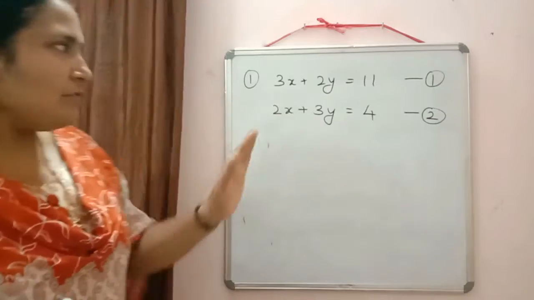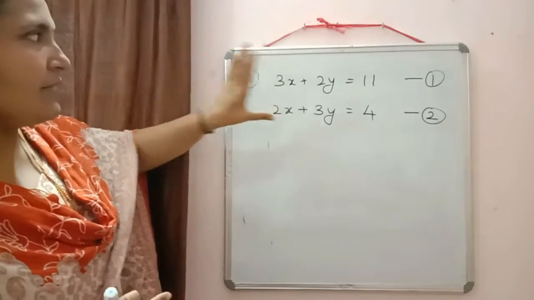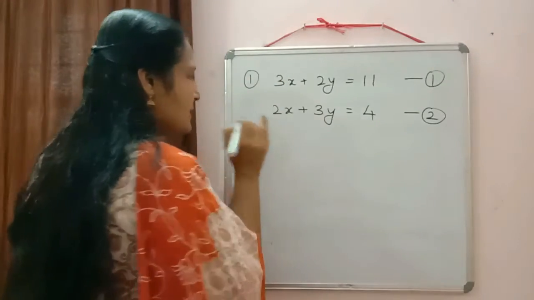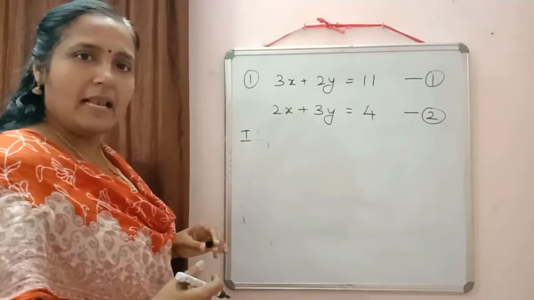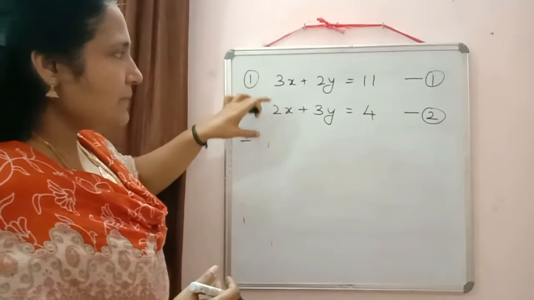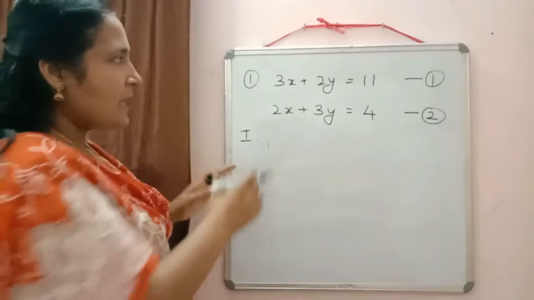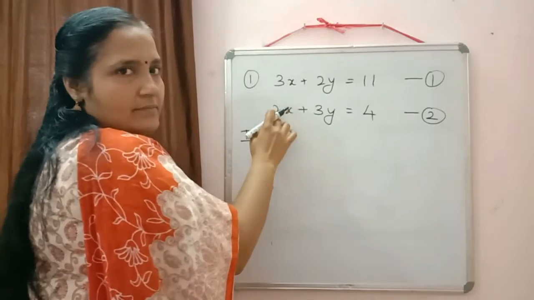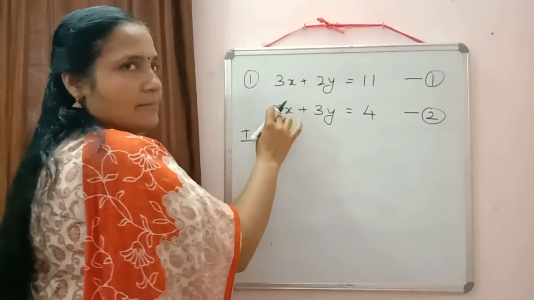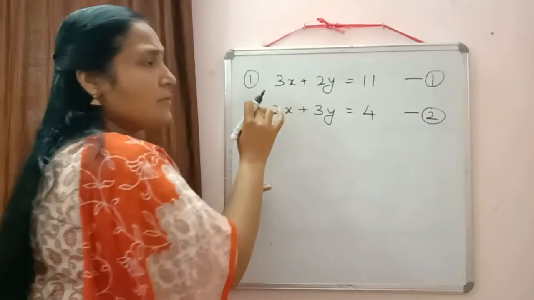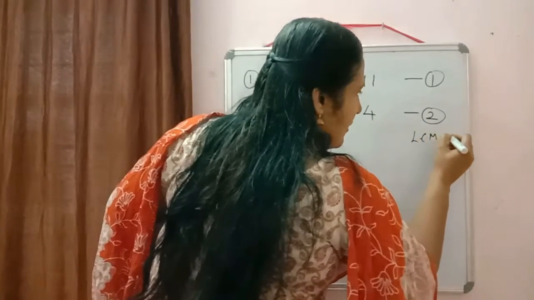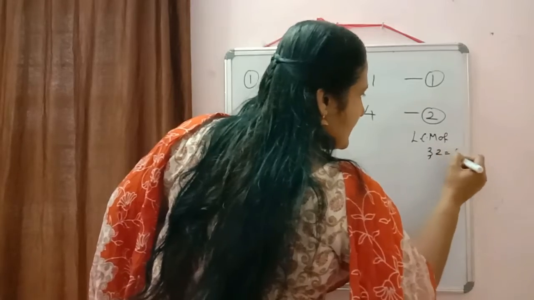So I am giving you the first method. We are eliminating the variable x. If you want, you can eliminate the variable y also. That also I will explain. So to eliminate the variable x, we have to make the coefficients equal. But at present they are not equal. So to make them equal, what is the main concept? LCM. LCM of 3 and 2 is how much? 6. Correct? LCM of 3 and 2 is 6.